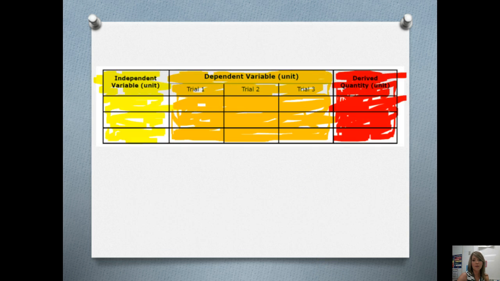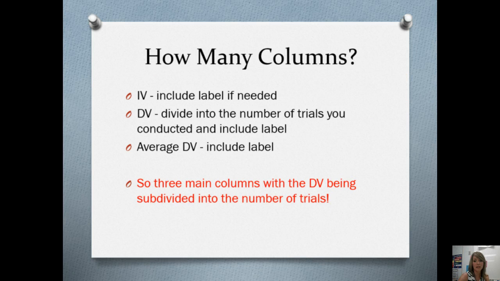Now, on your notes, it tells you to shade in the different areas. The independent variable is going to be shaded in yellow. The dependent variable is going to be shaded in orange. And then your last or your right column is the summarizing column. That's going to be shaded in red. So how many columns do you need? Well, you're going to need three main columns with the dependent variable subdivided into the trials.